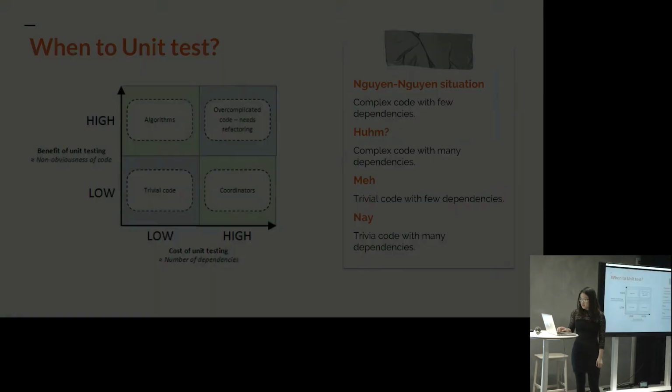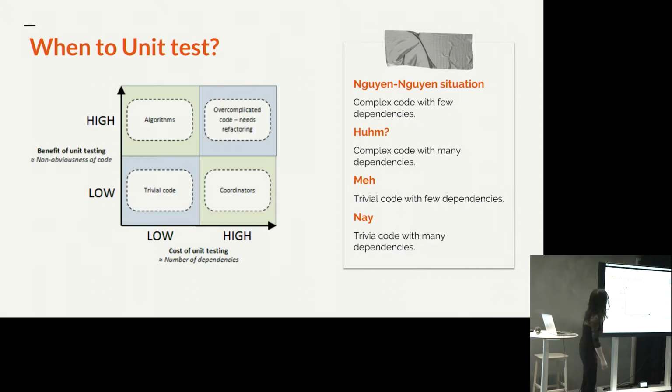And then the next question is, when do you do the unit test? Here I have a graph with 2 arguments I want to use to answer this question: the cost of unit tests, or the number of dependencies in your code, and the benefit of unit testing, that is, how obvious your code is. So here are the 4 situations.